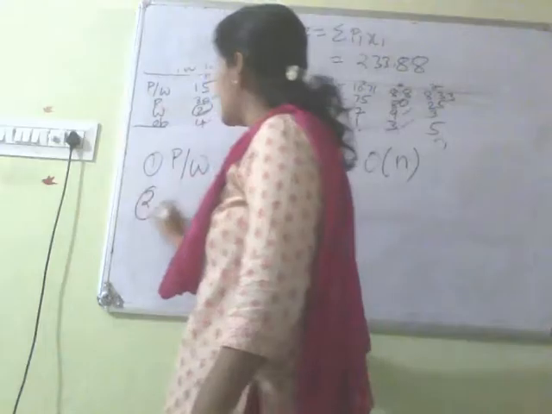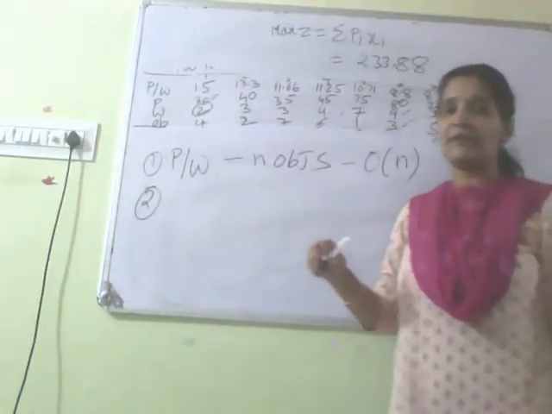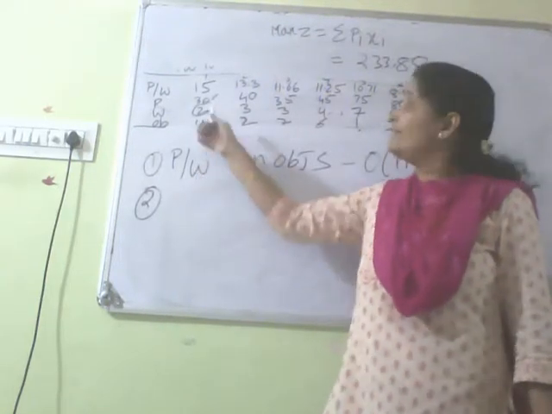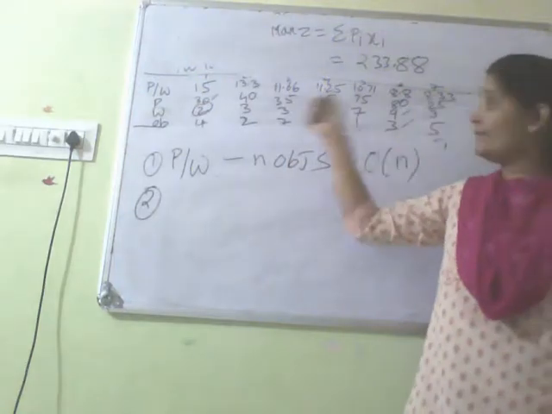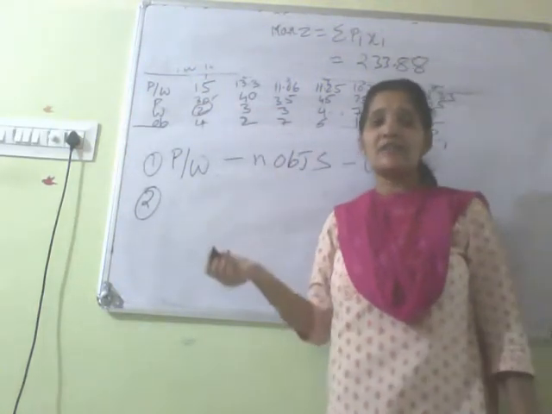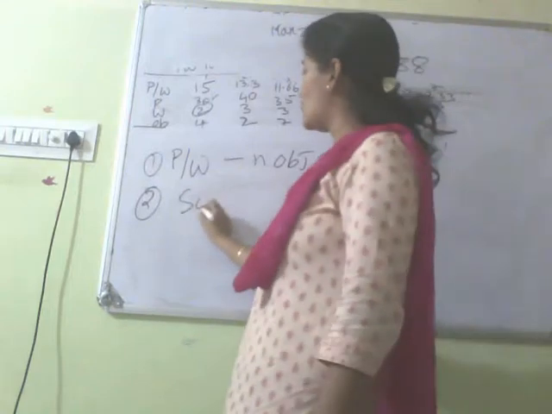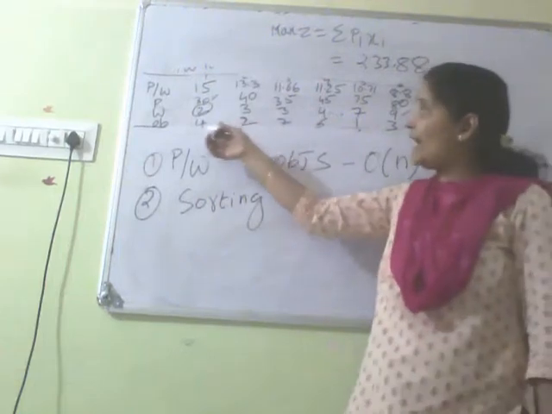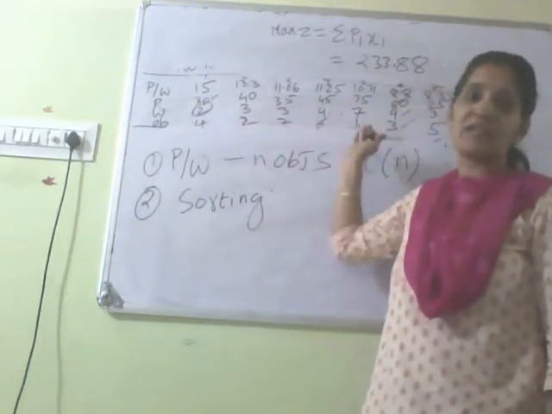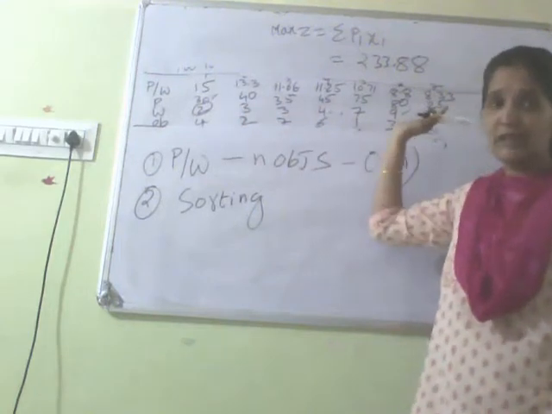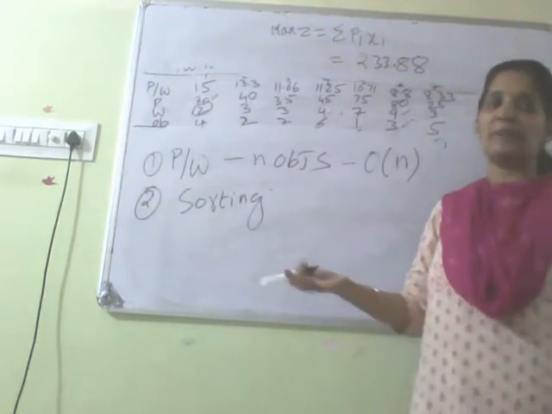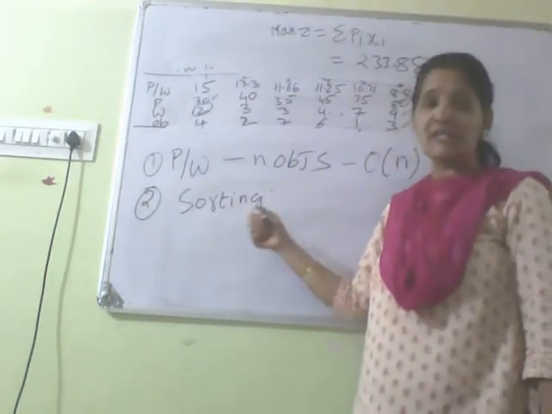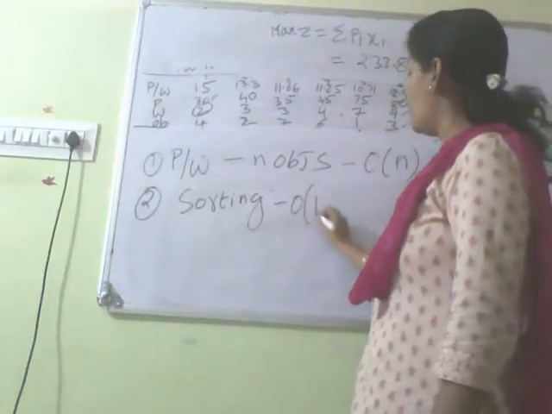Now coming to the second step. After calculating profit per unit weight, we are arranging in the descending order. Arranging in the descending order means we are going with the sorting. So we have arranged the elements in descending order. If you take the best algorithm, quick sort is the best algorithm. Any best algorithm you take for the sorting, the complexity is big O of n log n.